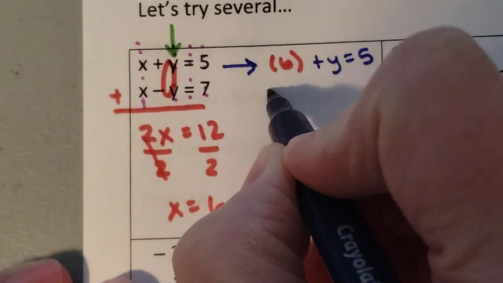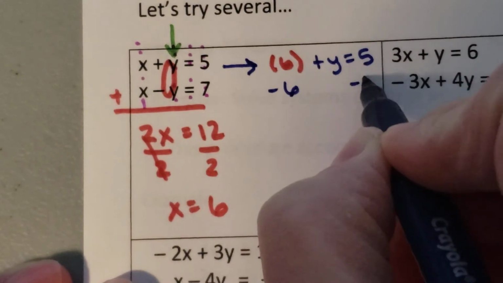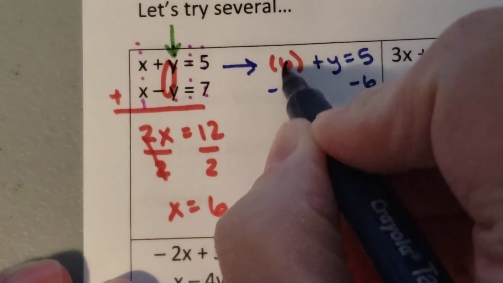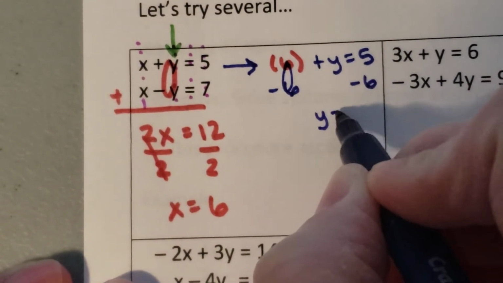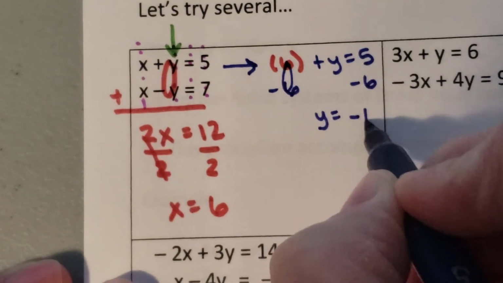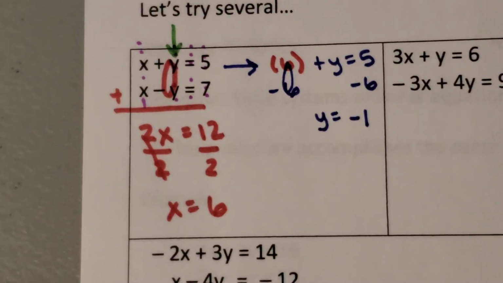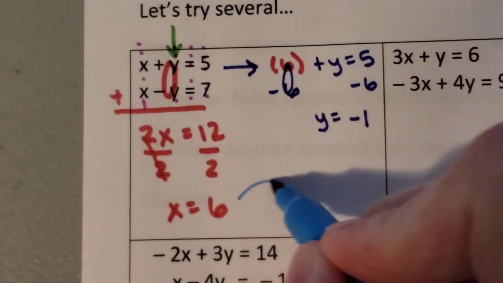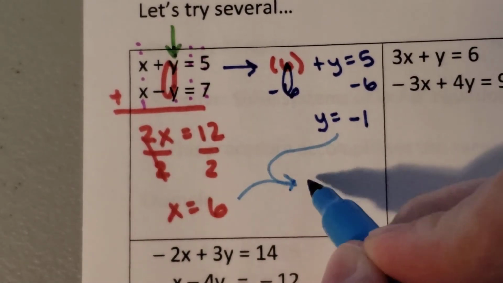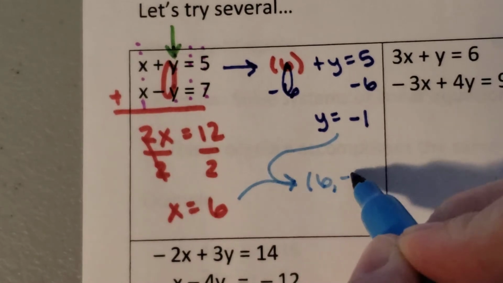The reverse of a positive 6 is a negative 6. What I do on one side, I do to the other. 6 minus 6 are nothing, so y equals 5 minus 6, which is negative 1. And I can combine these two to make a coordinate solution, so 6 and negative 1.